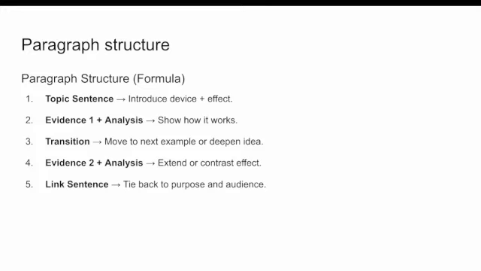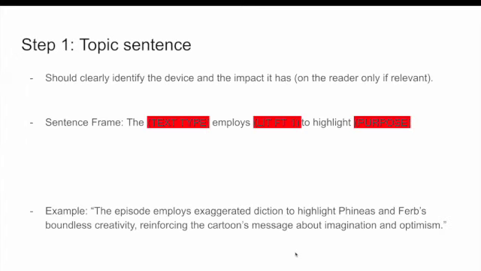So let's take a look at how to structure a body paragraph. To structure it, all you've got to do is write a topic sentence, evidence, analyze that evidence, transition, repeat that again, and then create a link. That's pretty simple. That's the formula that you've got to follow. Let's look at how you actually implement this formula.